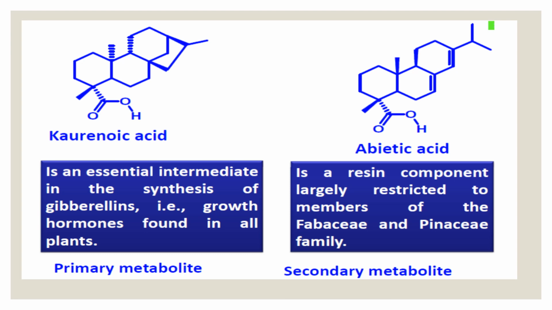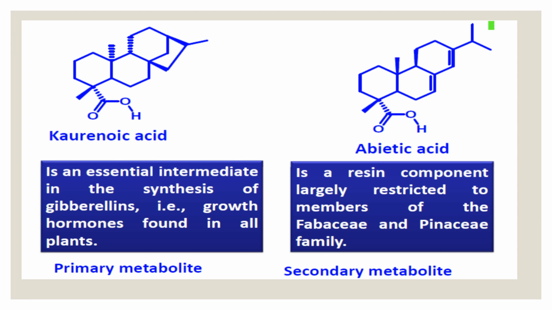For example, carboxylic acid is an essential intermediate in the synthesis of gibberellin, which is the growth hormone found in all plants. So what we said before is that if something is directly involved in growth and survival, we say it is a primary metabolite. When you come to abietic acid, which is mainly found in the resin component, largely restricted to members of the Fabaceae and Pinaceae families, this abietic acid may be used for a defensive mechanism. Therefore, if something is not directly involved in growth and survival, we say it is a secondary metabolite. So by structure or precursor, we cannot identify primary and secondary metabolites.